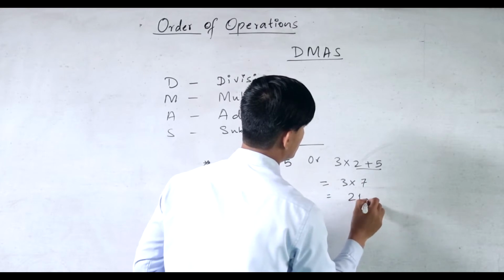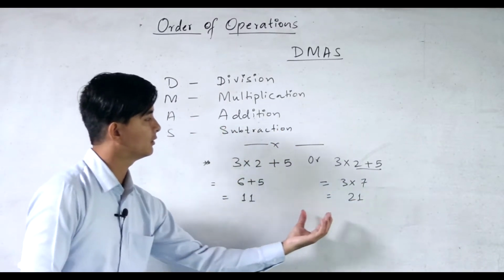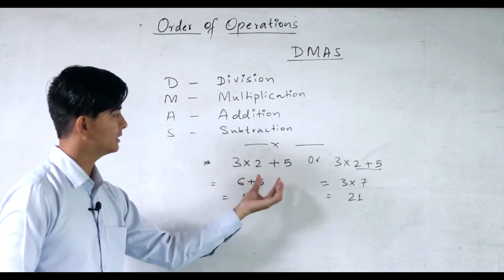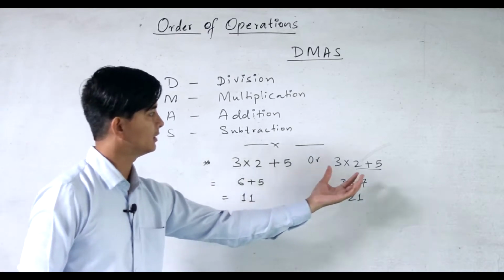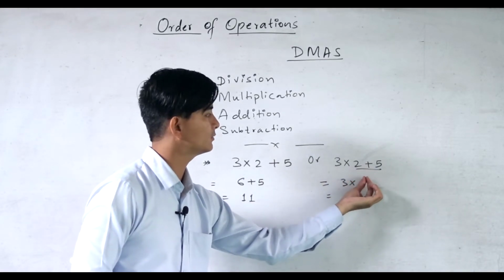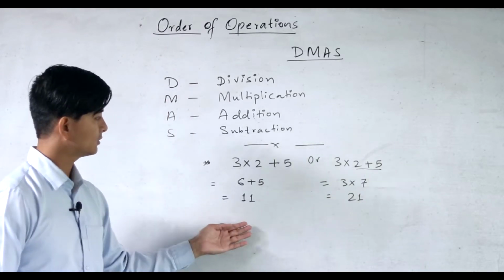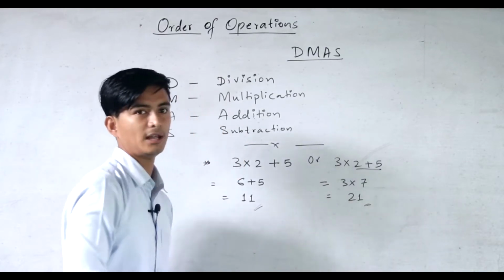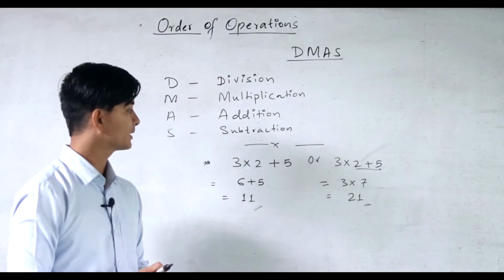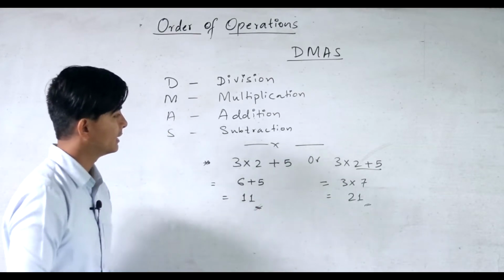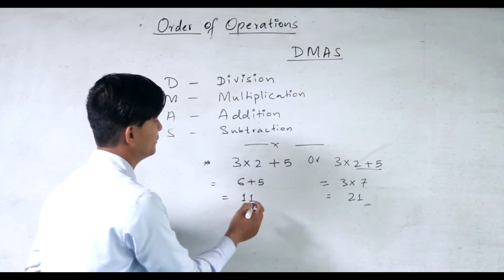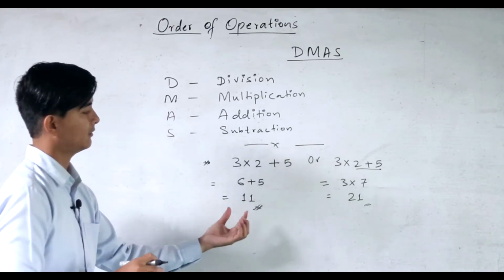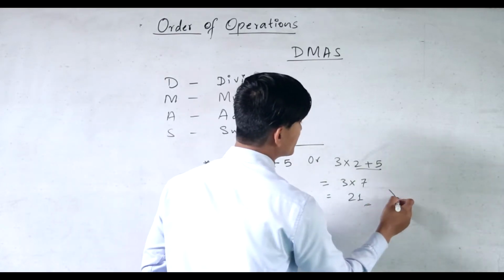5 plus 2 is 7, 7 times 3 is 21. Okay, now I have solved the same question in two ways. First you have done 3 times 6 plus 5, I have got 11. Here I have done addition first, 5 plus 2 is 7, 7 times 3 is 21. Okay, so here you can say I have got two different answers to the similar question, right? So both seem correct, but if you follow the order of operations, we know that this is our correct answer and this will be our wrong answer.